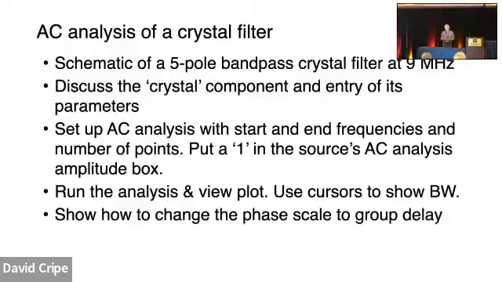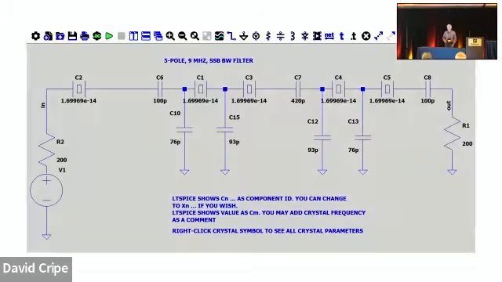Then we're going to run the analysis, view the plot, and once again use the cursors to show the bandwidth. And another really neat feature, I think, is that it will show the group delay of the filter. If you've messed with filters, even I'm not an expert, I can read an article that says you need low group delay to limit ringing. Okay, I want to do that. So to be able to plot that on here is very useful.